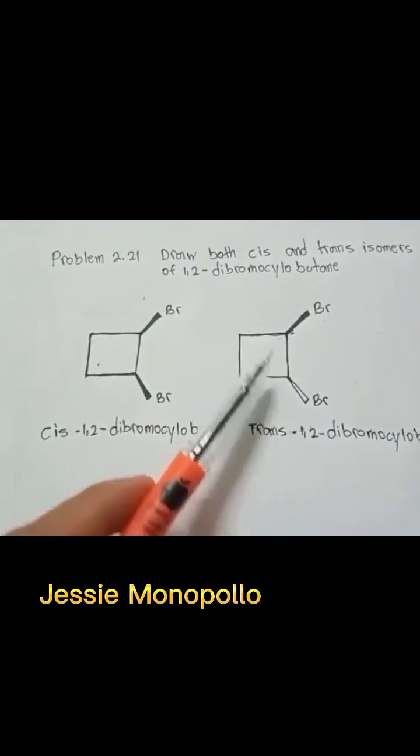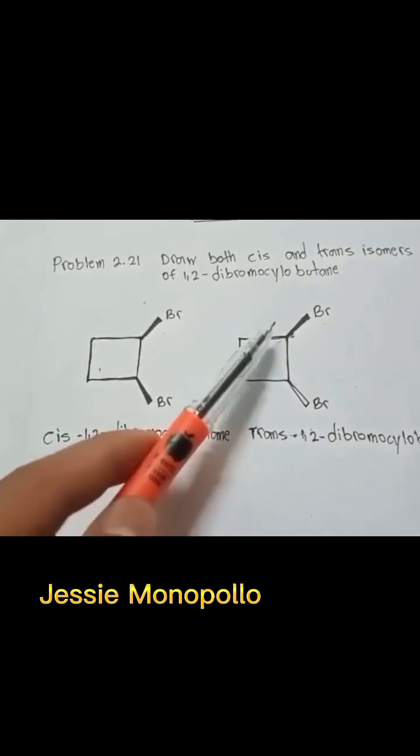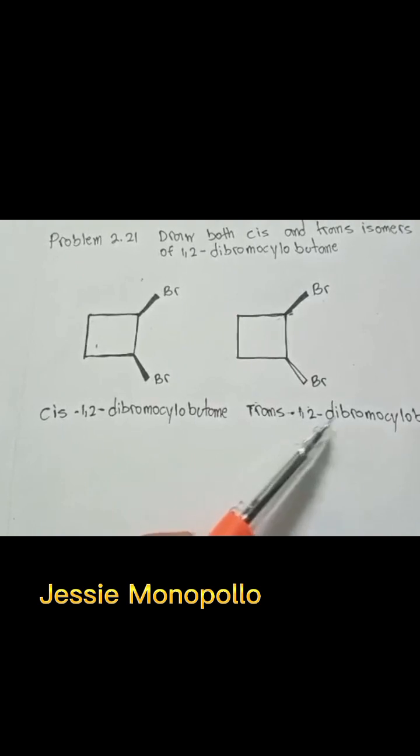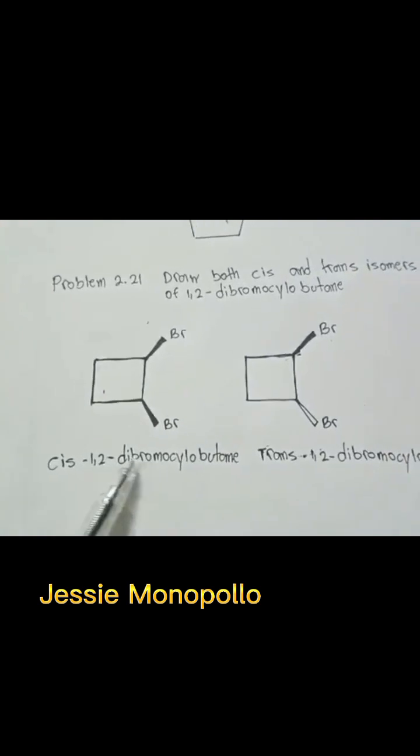And this is the trans. Trans is opposite side. So this is the bromine and this is the bromine. So trans 1,2-dibromocyclobutane. And this is the cis 1,2-dibromocyclobutane. So that is the answer.